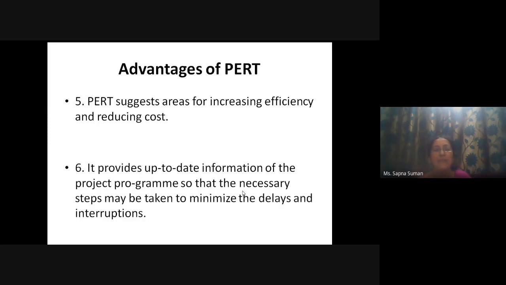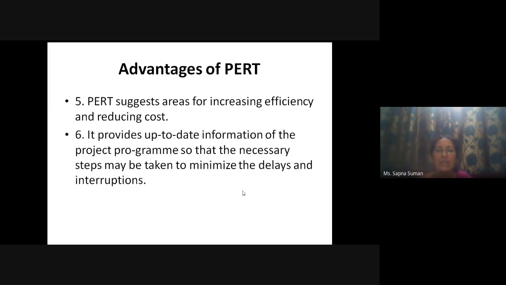And at the same time, it is also providing us up-to-date information of the project or the program, so that the necessary steps may be taken to minimize the delay and interruptions. So there is scope for modification. Even if you have started with the project, if your PERT chart is ready and you find something wrong in it, if something needs modification, there is always provision to make those changes. And this way you can improve the mechanism and you can also minimize the delay.